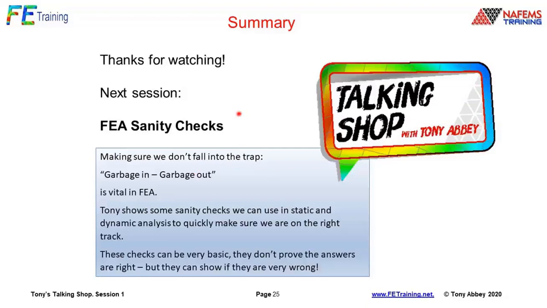Just a little bit of a heads up for the next session. That's going to be talking about FEA sanity checks, and basically making sure we don't fall into the garbage in, garbage out trap. I won't be talking about full project checking. What I'm very interested in is those quick checks within about 5 minutes of seeing the results coming out of the model. Are we in the right ballpark? Is the model rubbish? Do we stop at that point and redo it?